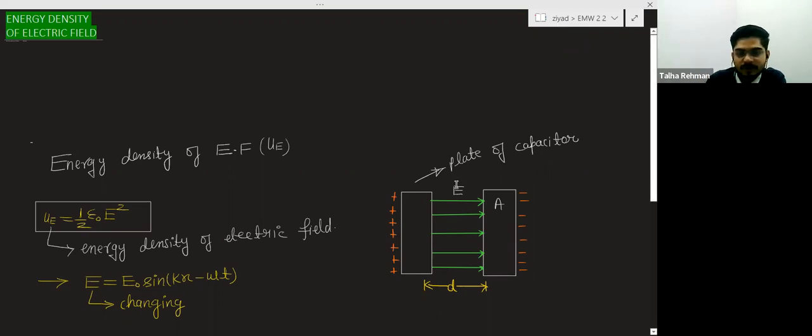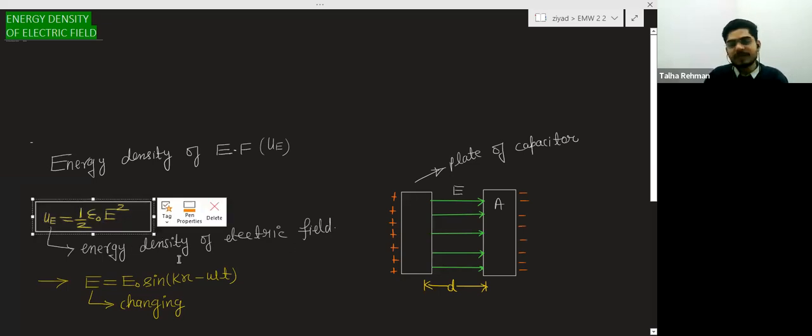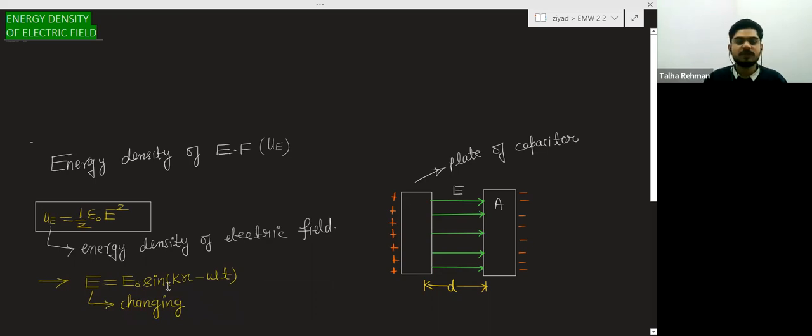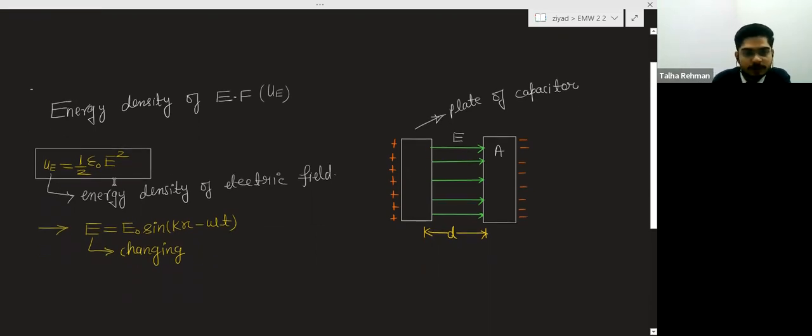Basically, what we are doing is calculating the energy density of the electric field. We have considered the electric field in between the plates of the capacitor, and this capacitor is in the charging condition. So the energy density of the electric field is given by this. And we know that the electric field is changing with time. The equation of the electric field I have written earlier: E is equal to E naught sine (kx minus omega t). So now what we will do, suppose this is your equation number 1.